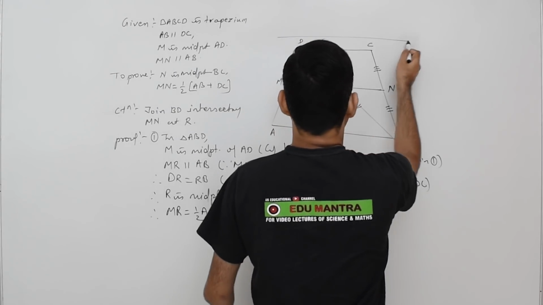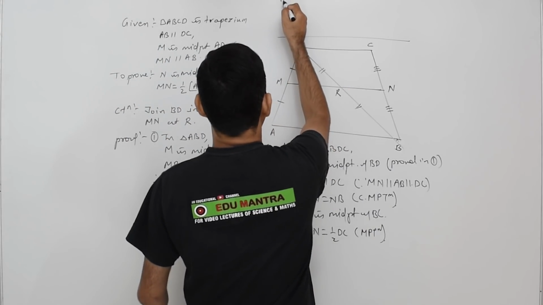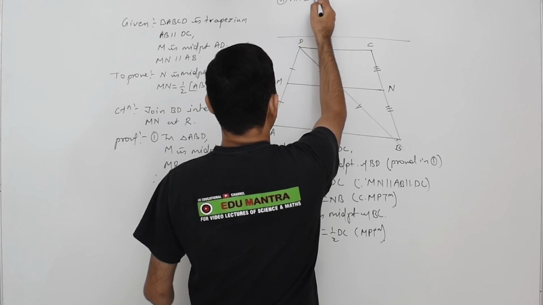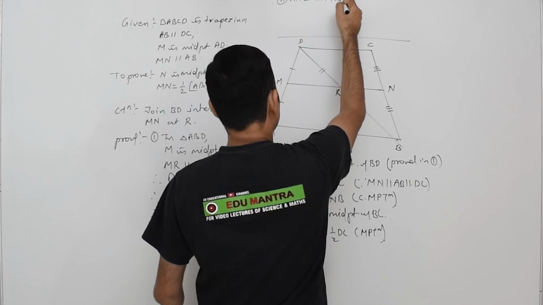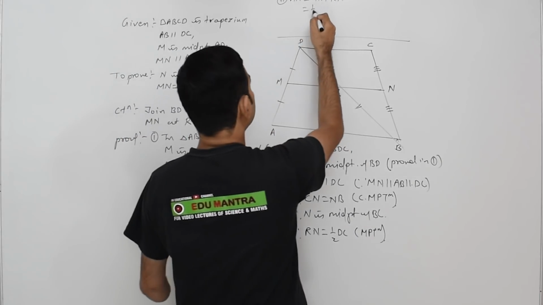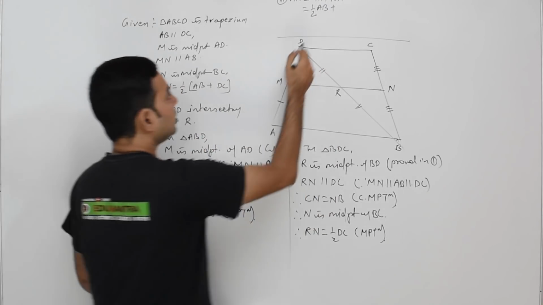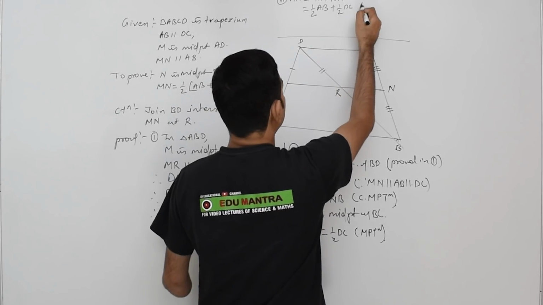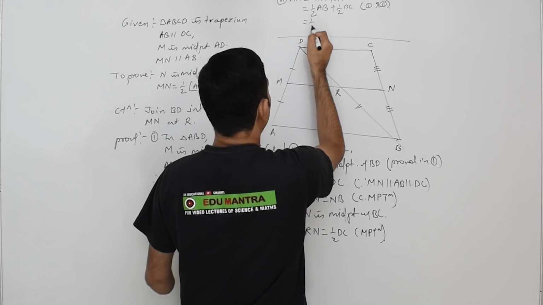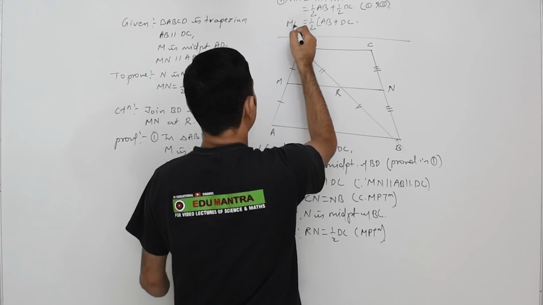Now adding 1 and 2. In the third point, we will write down MN as MR plus RN. So MR is what? Half of AB. And RN is what? Half of DC. From 1 and 2, half is common. AB plus DC is MN.